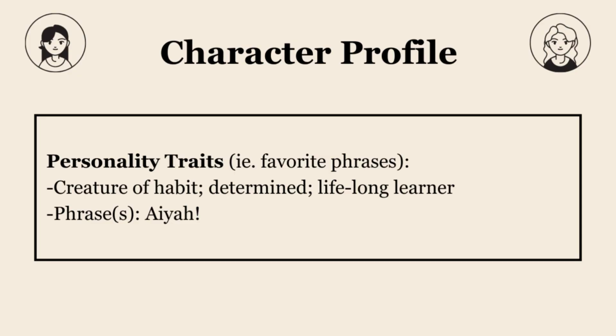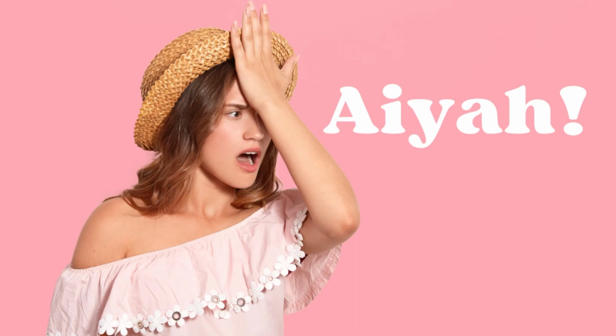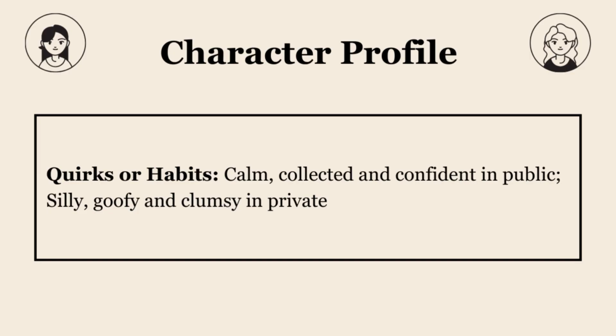The next information is personality traits. This can include favorite phrases that your character says. I've put a creature of habit, determined, lifelong learner. And phrases you hear me saying around the house is "Aya." Next, we have quirks and habits. I am calm, collected, and confident in public, but I'm silly, goofy, and clumsy in private.